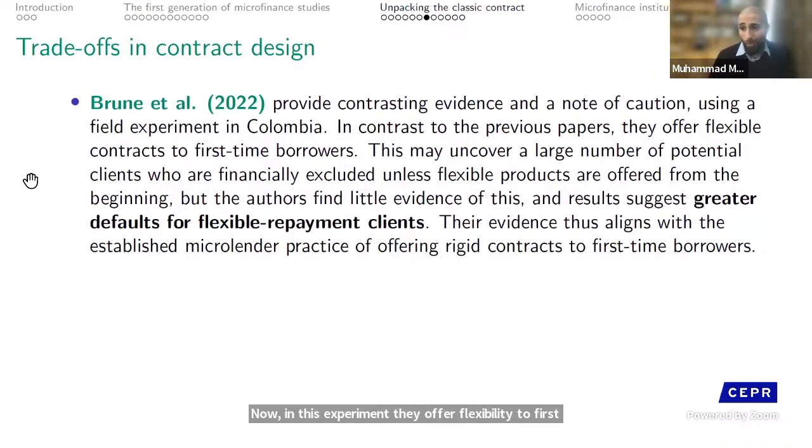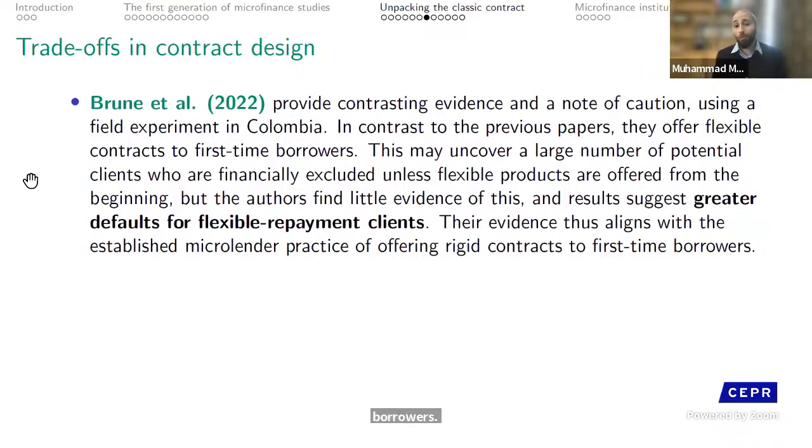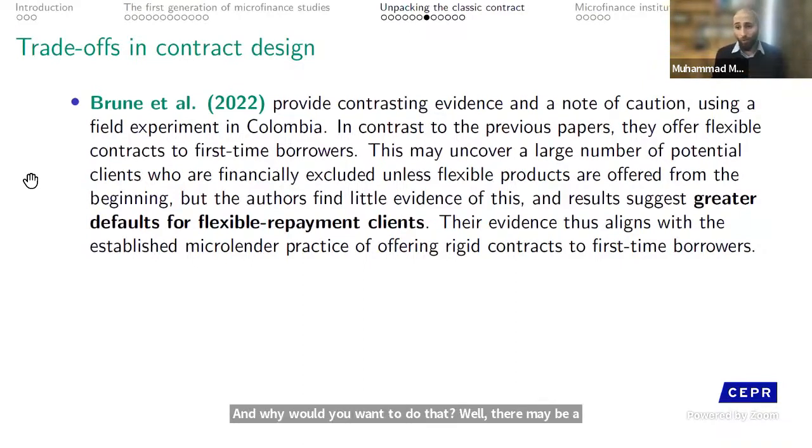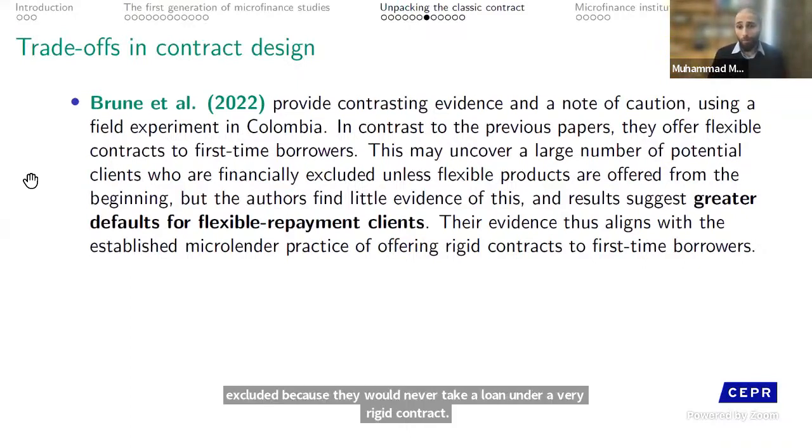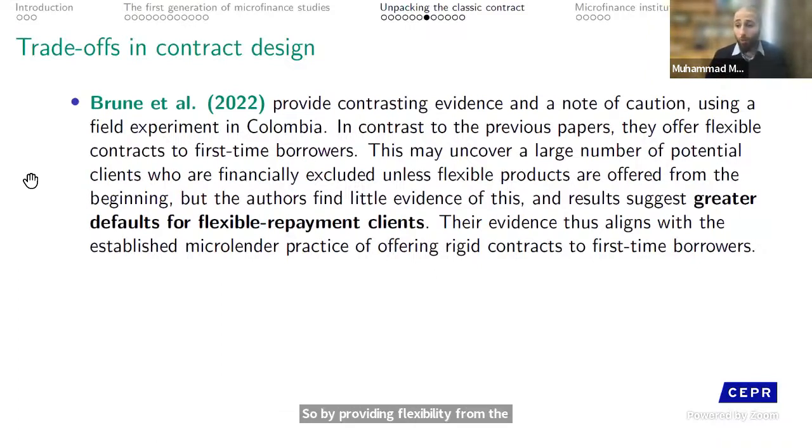And why would you want to do that? Well, there may be a large potential group of clients who are financially excluded because they would never take a loan under a very rigid contract. So by providing flexibility from the beginning, you could financially include a large number of individuals. However, they do not really find much evidence of this at all. They do not find evidence that once you offer flexibility for first-time borrowers, you get this big pool of clients who otherwise wouldn't borrow. And they also do find greater defaults for flexible repayment clients. So this very much aligns with evidence from established microlender practice, which is that they don't offer flexibility to first-time borrowers.